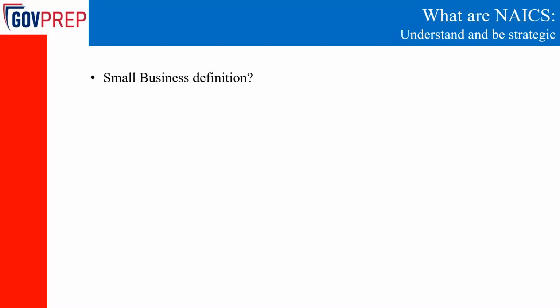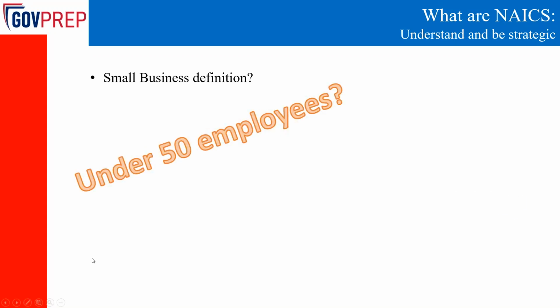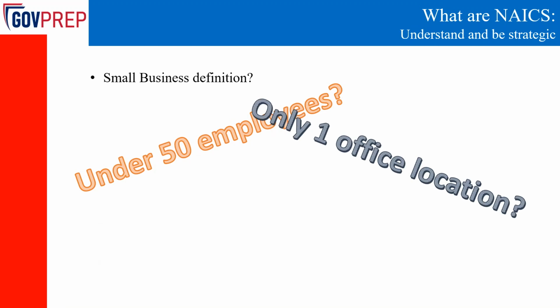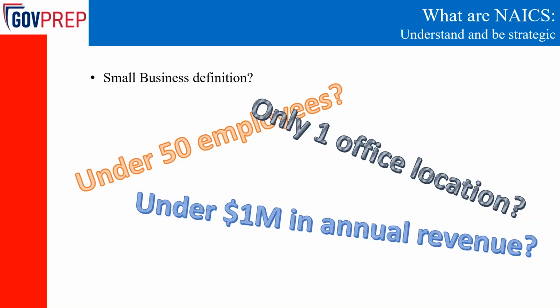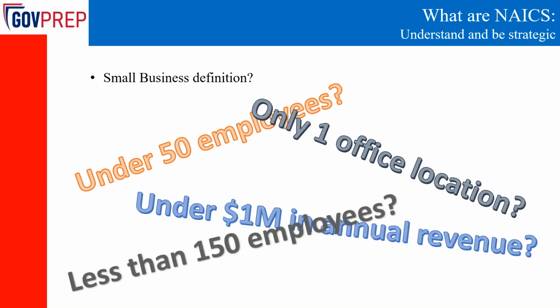We're going to talk about NAICS codes today. So here is a question for everyone. What is a small business? What's the definition of a small business? Well, you might have heard, number of employees, 50 is a popular one, only one office location, maybe it's the annual revenue, maybe it's 150 employees, who knows, right? Maybe a whole bunch of different definitions.